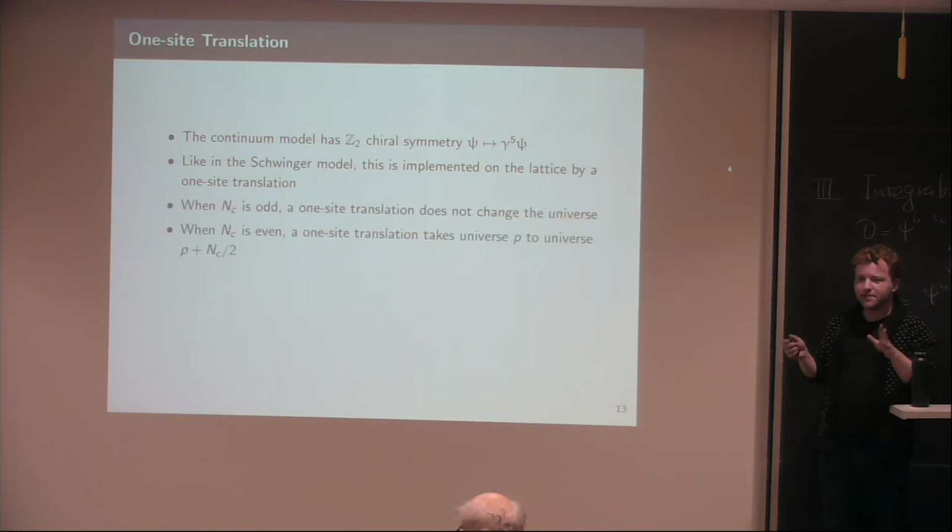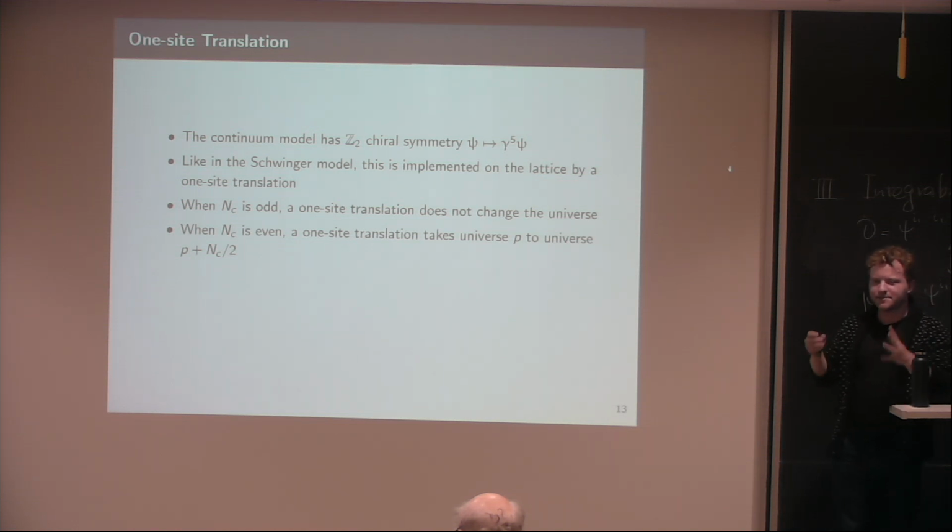And so we noticed a difference in the previous slide between the N_C odd and N_C even cases. When N_C is odd, the one-site translation does not change the universe. So if I took that SU(3) state from before and moved it over, I still have N-ality 0 representations on each link. Versus when N_C is even, like for SU(2), a one-site translation would change the universe. I would go from the integer, half-integer universe to the half-integer, integer universe. So this is a key difference between these two cases.